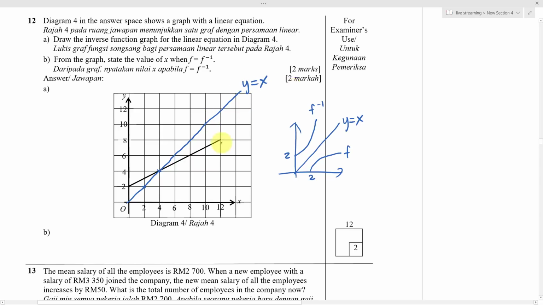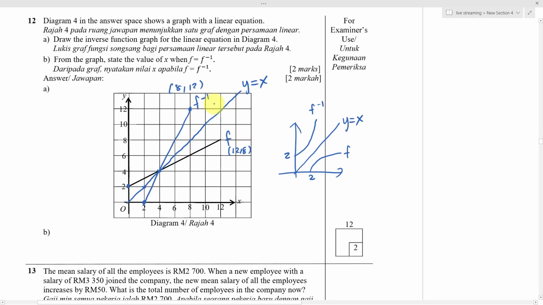Right now, this is my f. I want to draw my f inverse. So I see where it starts. It starts from 2 here, so the inverse has to start from 2 here. Then where does it stop? It stops at the coordinate 12, 8, which means the inverse has to stop at the coordinate 8, 12. So where is my 8, 12? It's here. Then I draw this line. This is my f inverse. You can see it's a reflection, isn't it?